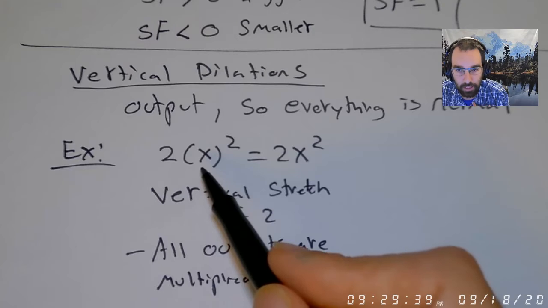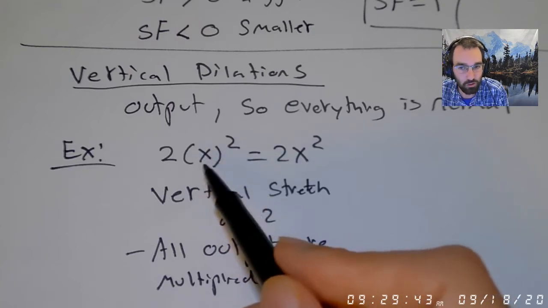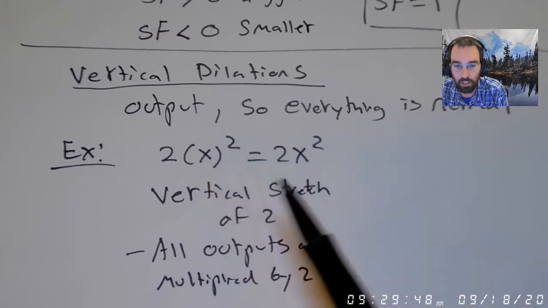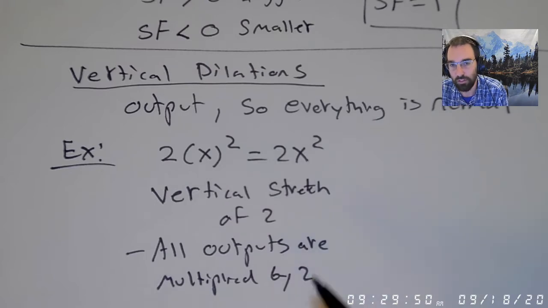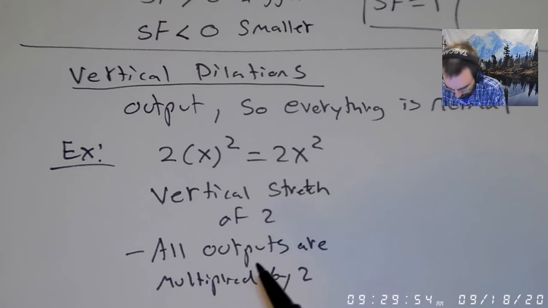So if you think of PEMDAS, parentheses, exponents happen first, right? So parentheses. So every function has parentheses around it. We just don't write it. So you always do the function first. So you're just taking the output and multiplying by 2. This is why vertical dilations are so easy, because it happens after the function.